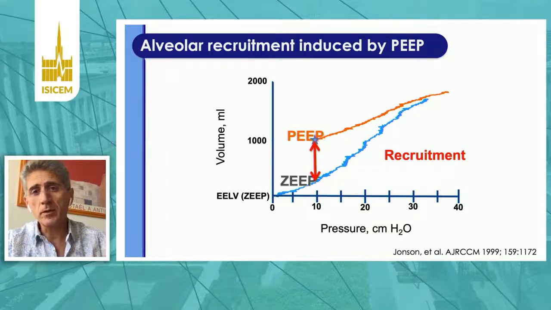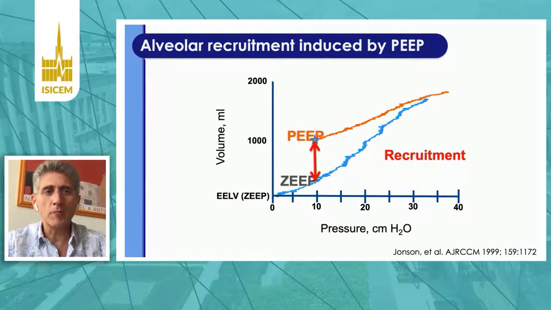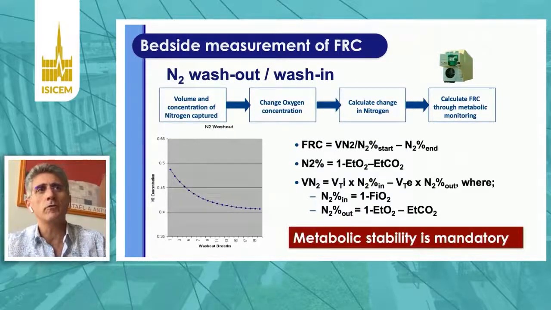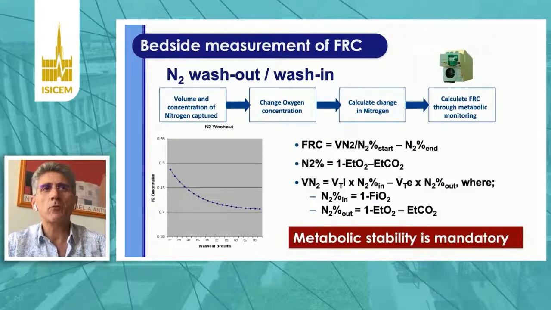This is cumbersome, and some people have proposed an alternative method, which relies on your ability to measure functional residual capacity and end-expiratory lung volume at the bedside using the nitrogen washout technique, whereby by changing the FiO2 by roughly 10%, you will be able to measure after a couple of breaths, if your patient is metabolically stable, the changes in FRC.